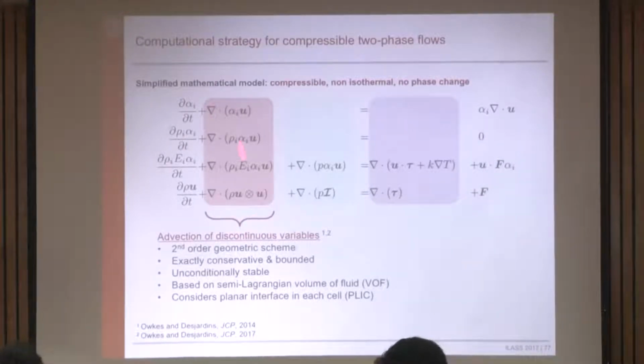So like I said, we're going to treat this problem the same way that we've treated our VAF transport. Second order geometric scheme based on a semi-Lagrangian volume of fluid treatment. And this is going to be based on the PLIC reconstruction. That means that I can deal with the liquid fraction of the cell, the gas fraction of the cell. All this is known. I can brute force this problem without any problem.